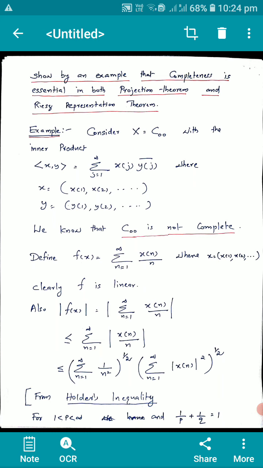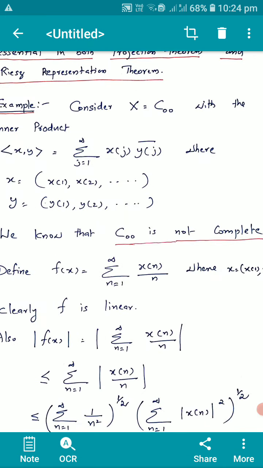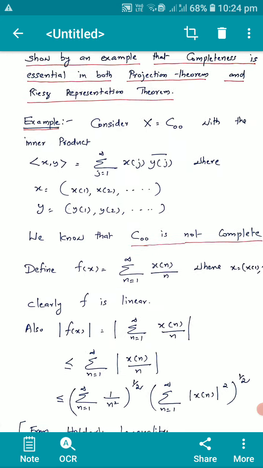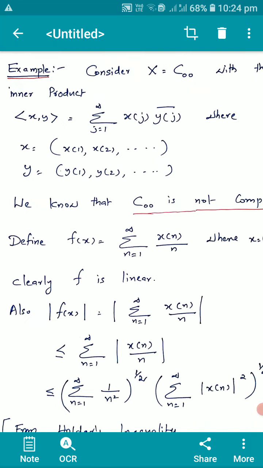That's what we can explain by using this example, that is X equal to c00 with inner product <x, y> equal to sigma j equal to 1 to infinity xj yj bar, where x is x1, x2, etc. and y is y1, y2, etc. You just see the notation. We know that c00 is not complete. That we have studied.